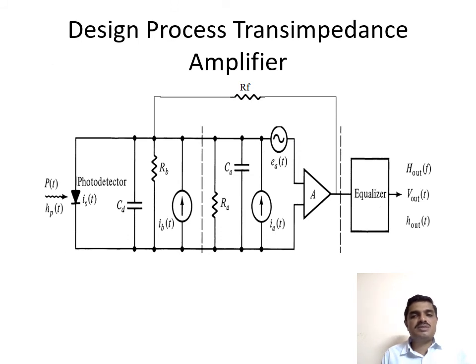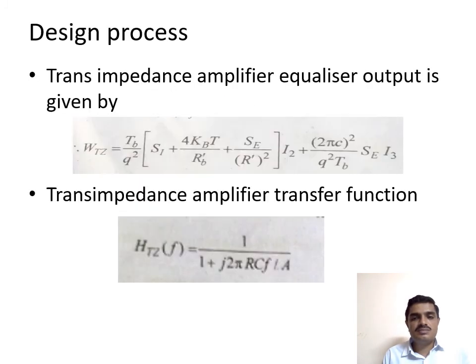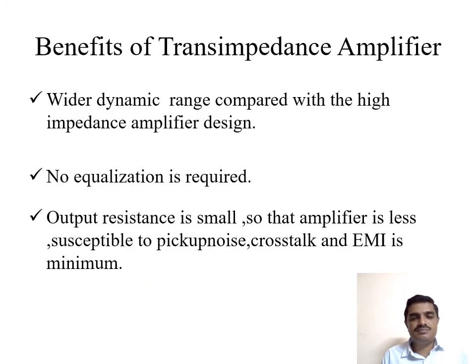This is the design process of the transimpedance amplifier. It consists of the photodetector and resistance RB. Here, in addition, we use a feedback resistance. This is the transimpedance amplifier, the equalizer output, and the transimpedance amplifier transfer function.